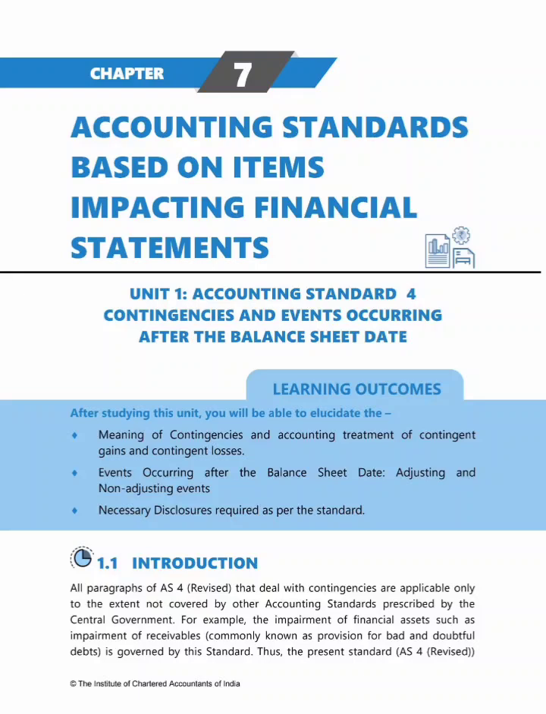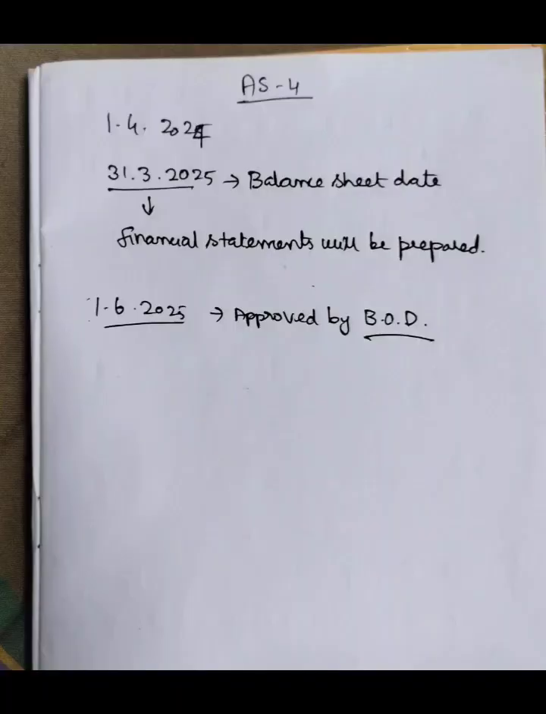In our case, books will be closed on 31st March 2025, right? Financial statements will also be prepared as on 31st March 2025. But the board of directors approved those financial statements on 1st June 2025. So here, which is the period where events will occur? That is the reporting period, when events occur after 31st March 2025 and before 1st June 2025. Any events occurring between this period, those events only we should consider, and those events only are termed as events occurring after the balance sheet date.